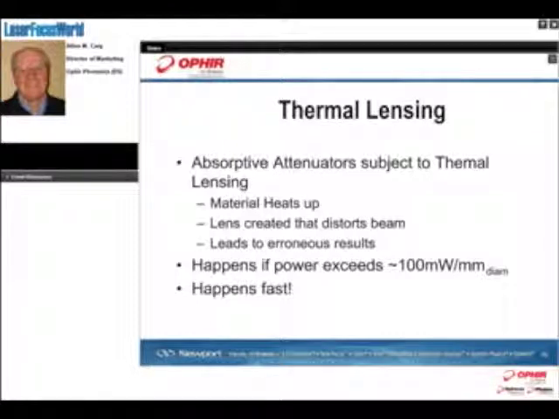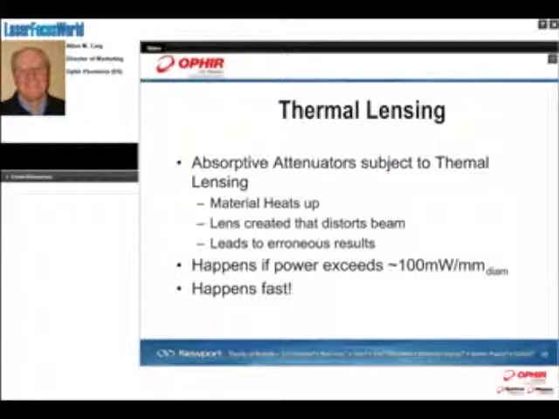This tends to happen at power levels that, as a rule of thumb, we like to say about 100 milliwatts per millimeter diameter. So it's a quick back-of-the-envelope way of thinking about it. If I've got a 100 milliwatt beam and I'm going to focus it below a millimeter, then I'm going to have a thermal lensing problem. If I've got a 1 milliwatt beam, you probably aren't going to see that problem because you'd have to make it awful small before it would cause the problem.